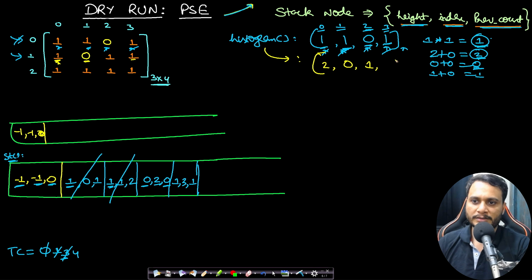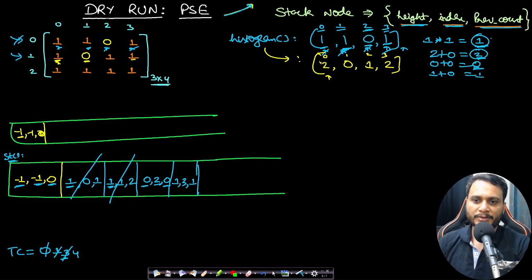If you see a 1, just add the value. So you have 2, 0, 1, 2. Okay, now you process on this. So when you go to this 2, this -1 is smaller. So indices are 0, 1, 2, 3.